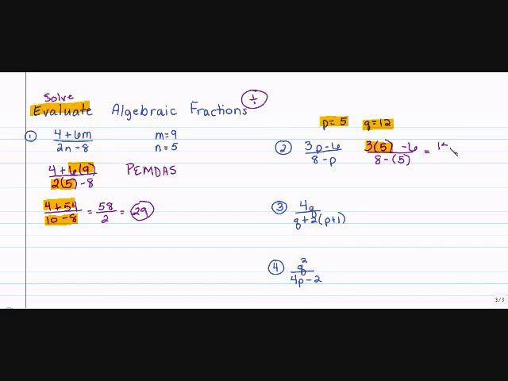3 times 5 is 15, rewriting my problem, and 8 minus 5. Now I can go ahead and solve what's on top, addition and subtraction, and then all addition and subtraction. 15 minus 6 is 9. 8 minus 5 is 3. And then I'm not done. I have to divide. 9 divided by 3 is 3. Let's go on to the next one.